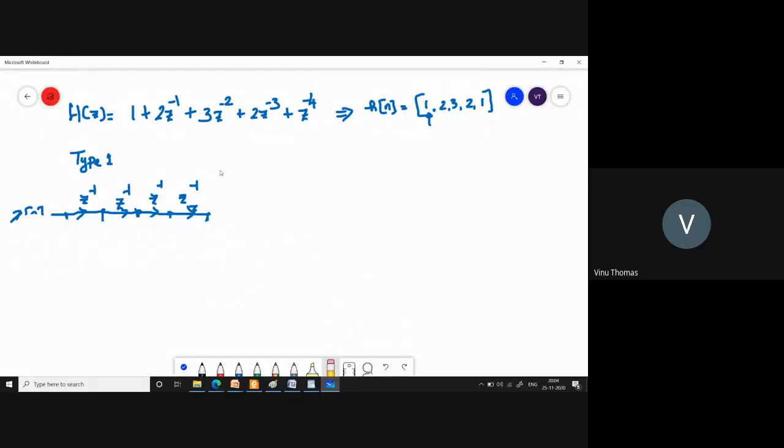So you know that the samples x of n, here also we have x of z, so x of z in z domain. So x of n and x of n minus 4 are to be multiplied by 1. So why don't we combine these? x of n and this is x of n minus 4.